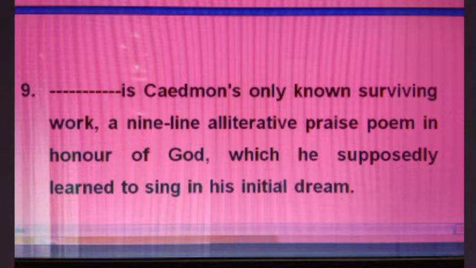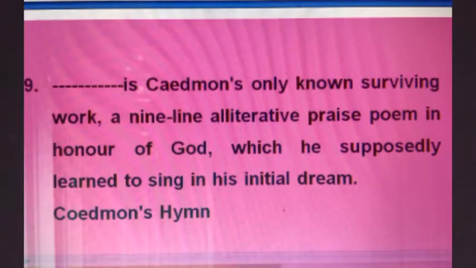Dash is Caedmon's only surviving work, a 9-line alliterative praise poem in honor of God which he supposedly learned to sing in his initial dream. Answer: Caedmon's Hymn. Caedmon's Hymn is Caedmon's only surviving work, a 9-line alliterative praise poem in honor of God which he supposedly learned to sing in his initial dream.